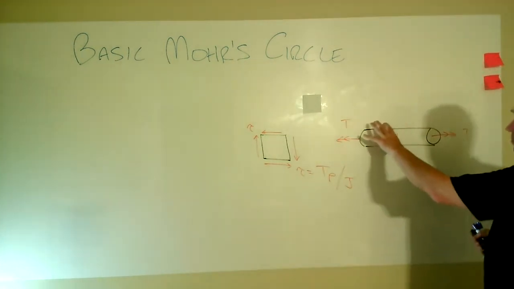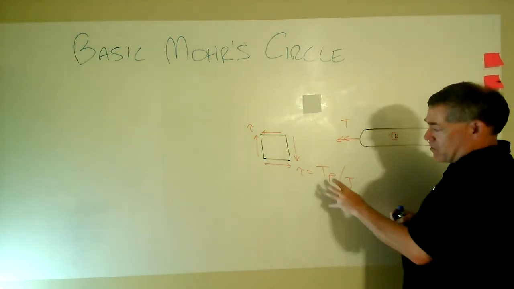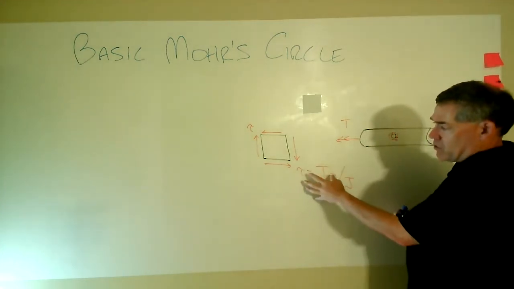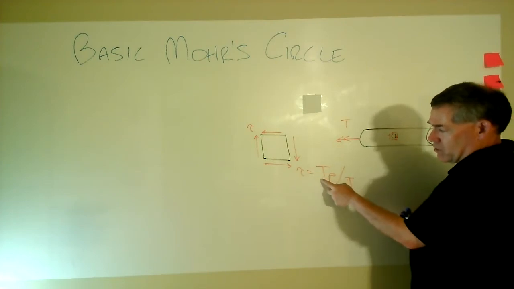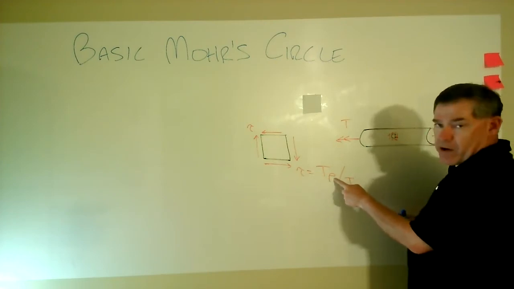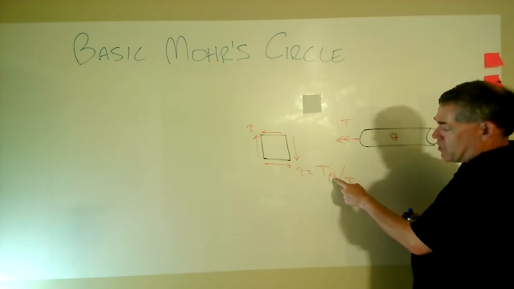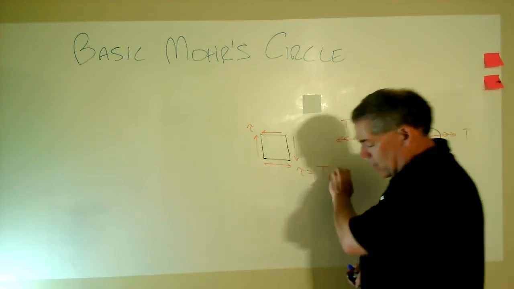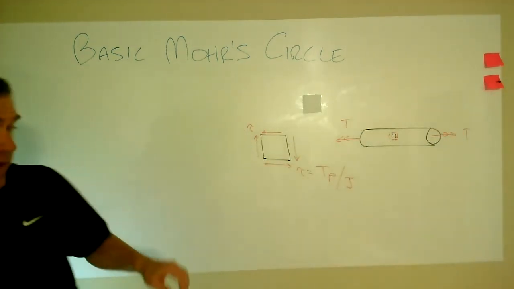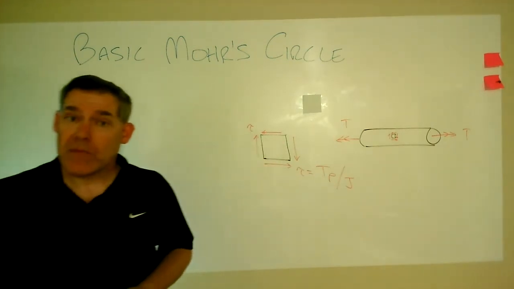Here's our bar in pure torsion. We learned in a previous block how to model the shear stress as a function of the applied torque, how far away we are from the center of the cross section, and of course the polar moment of inertia of the cross section. So that's how we get those numerical values. Here's our state of stress for this particular one, and now let's draw a Mohr's circle that goes with that.